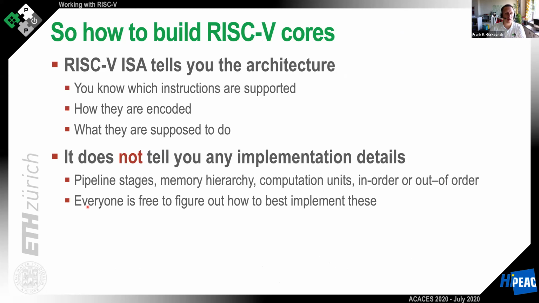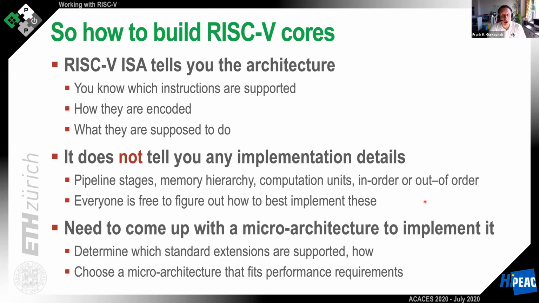It does not tell you, for example, how many pipeline stages you have to use, what memory hierarchy, what number and type of computation units you have, whether you are doing addition in one cycle or in 100, or whether you are working in order or out of order. Everyone is free to figure out how to implement these. In the end, you have to be able to execute the string of instructions the same way as any other implementation. This is what the ISA tells you, not how you end up doing it. So you need to come up with a microarchitecture to implement it.